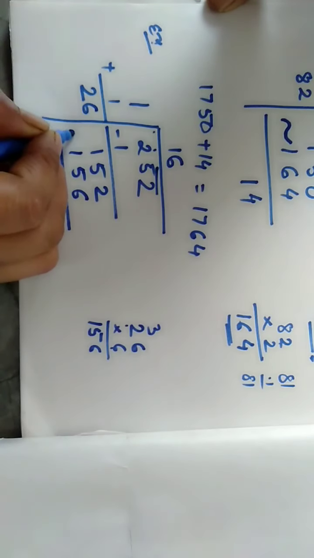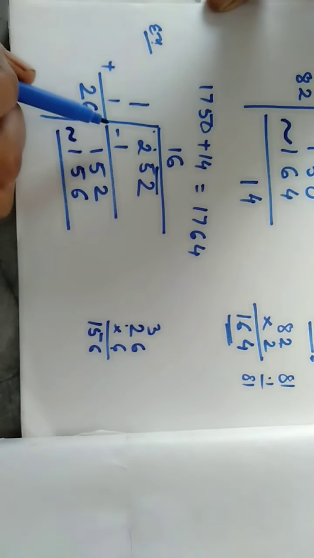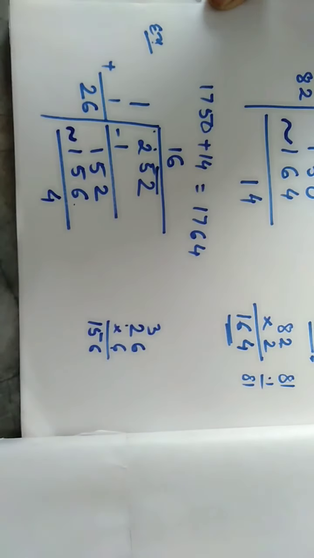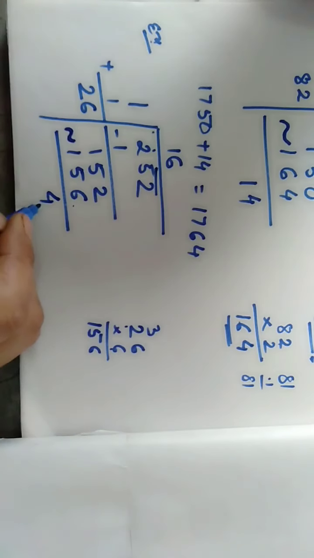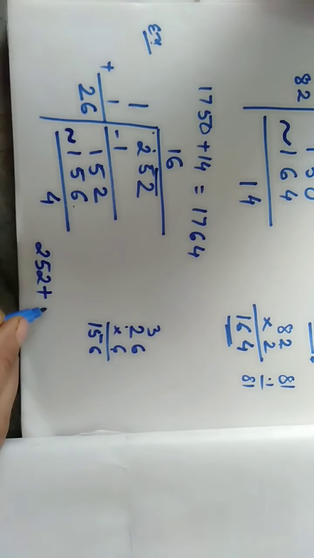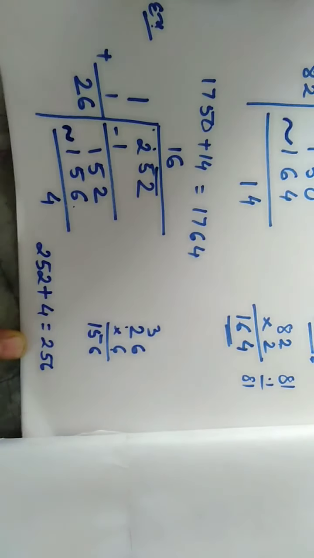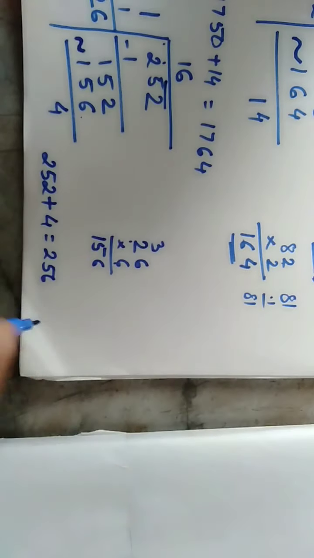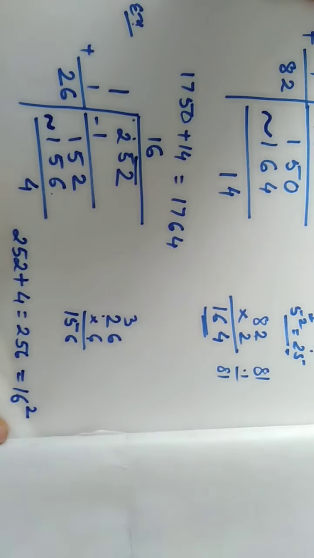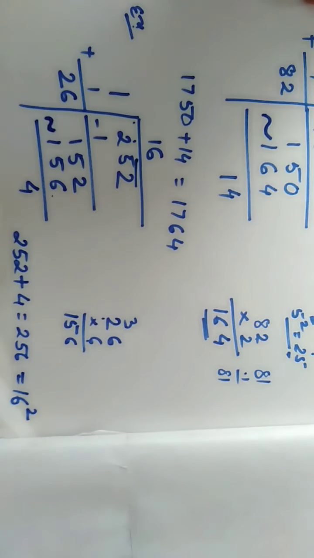Now finding out the difference, remember this is the difference sign and this is the subtraction sign. So greater number minus the smaller number, 4. 4 is the remainder. Now this 4 is added to 252. 252 plus 4, we are getting 256, and 256 is a perfect square of 16. So that is how you have to find out. You just try to solve the questions of this exercise. Thanks.